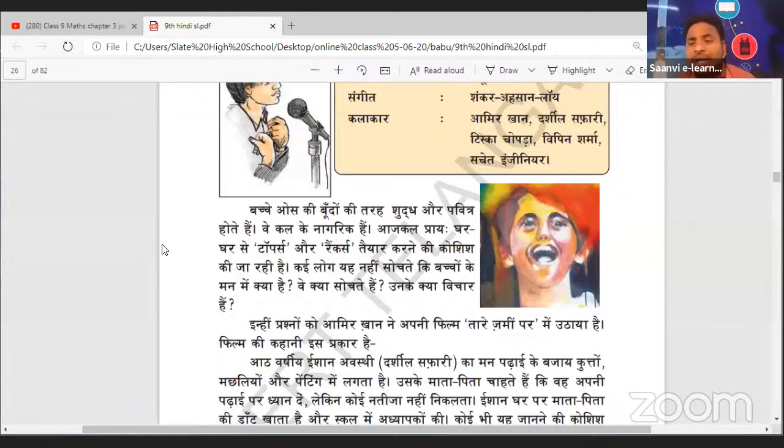Just, it is depending on you. You can check what is there in your heart inside, that the heart is pure and perfect. So let's check now. Then again what he is telling, see, वे कल के नागरिक हैं.